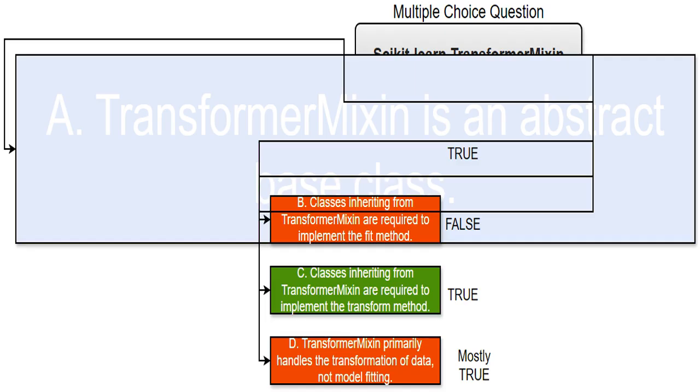Okay. So this statement says that any class using TransformerMixin must have a fit method. But that's not quite right. While many transformers use fit to learn from data before transforming it, TransformerMixin itself only requires the transform method. The fit method is optional. It depends on whether the specific transformer needs to learn from the data. Think of it like this. TransformerMixin is the blueprint.